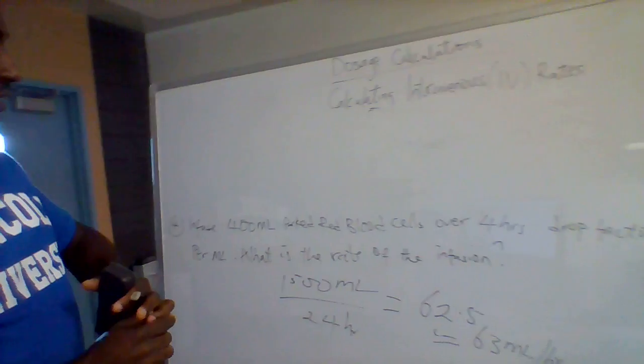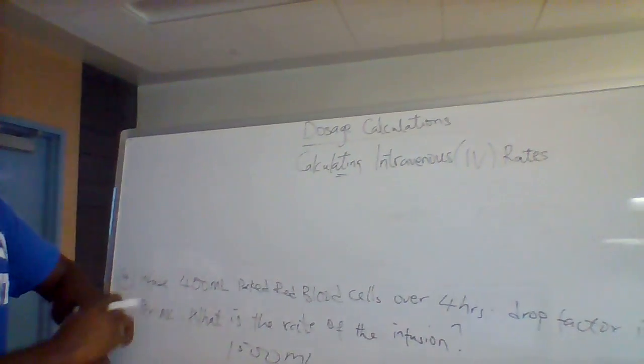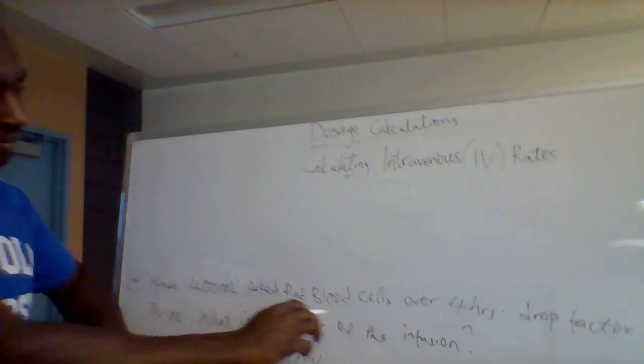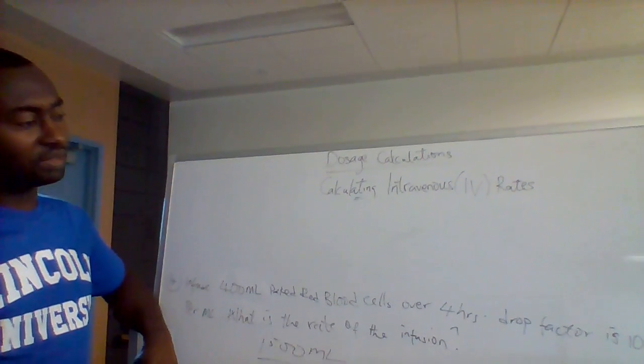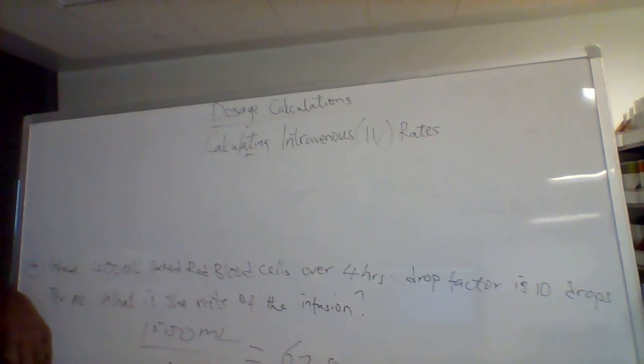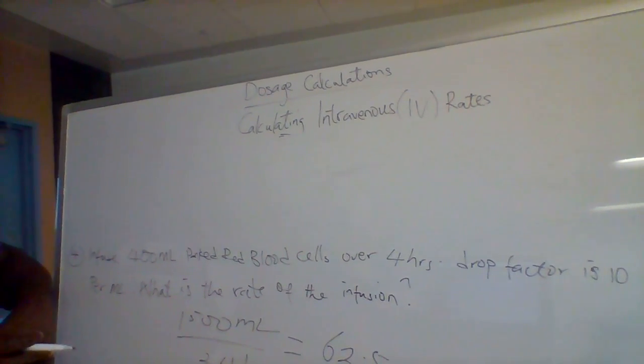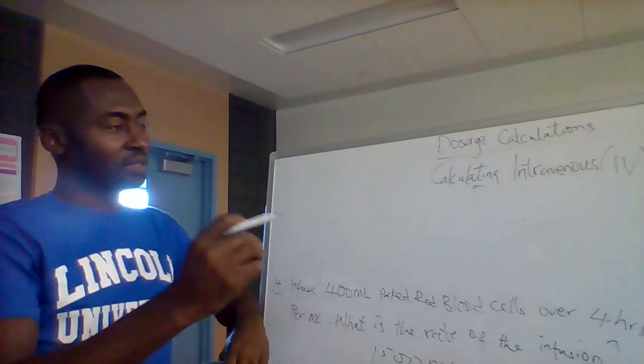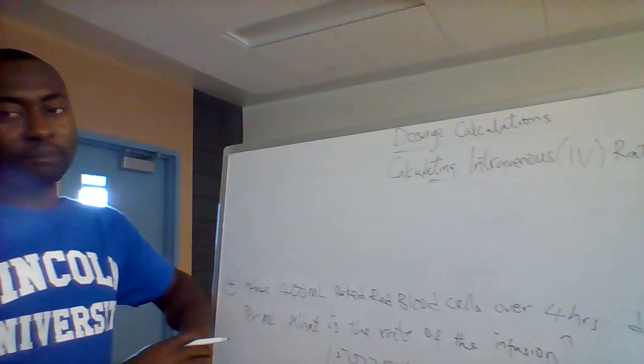The fourth question is slightly different. Infuse 400 ml packed red blood cells over 4 hours. Drop factor is 10 drops per ml. What is the rate of the infusion? Now they want us to calculate the rate of infusion per minute. How many drops per minute?